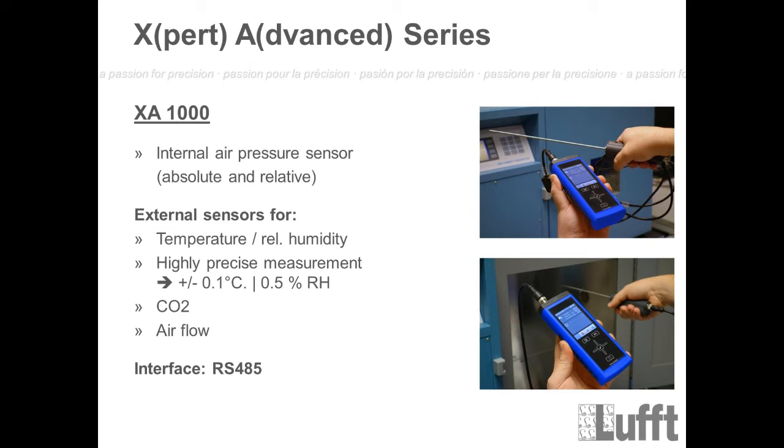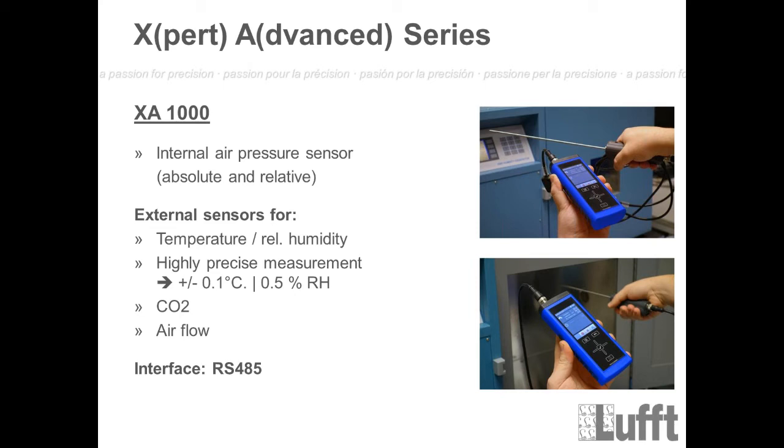So the first sensor which will be available is our temperature humidity sensor, our TFF. And this can be connected to this connector here, which you will see on the picture also. And in the future, we will also have other sensors. For example, we will also have a highly precise temperature humidity sensor with an accuracy of plus minus 0.1 Celsius degree, and of course plus minus 0.5% of relative humidity. This will be available end of this year.